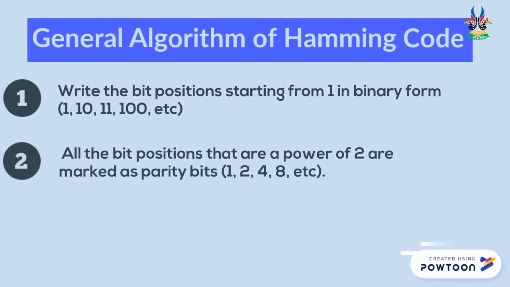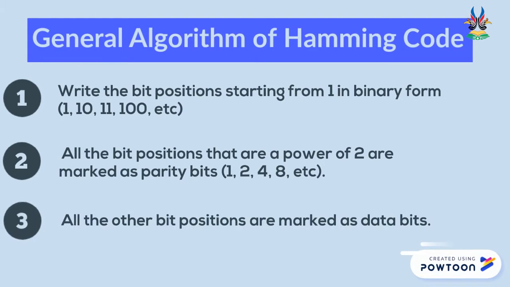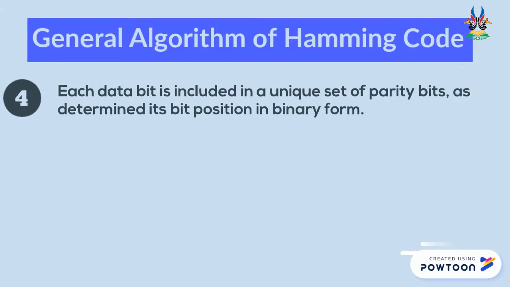Step 2: All the bit positions that are a power of 2 are marked as parity bits, like 1, 2, 4, 8. Step 3: All the other bit positions are marked as data bits. Step 4: Each data bit is included in a unique set of parity bits, as determined by its bit position in binary form.